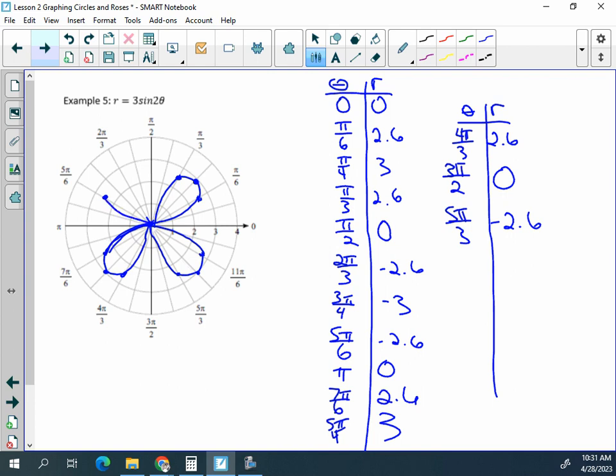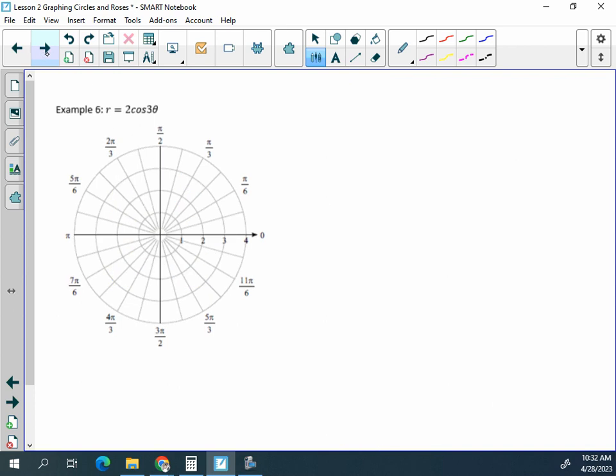Okay, and then we've got 7 pi over 4. Multiply that by 2, 7 pi over 2. 7 pi over 2 is at the bottom of your unit circle. So -1 times 3 is -3. So right there. And then 11 pi over 6 is going to put us at -2.6. And 2 pi times 2 is 4 pi. Sine of 4 pi is 0. 0 times 3 is 0. And there is our rose shape. All right, one more example.